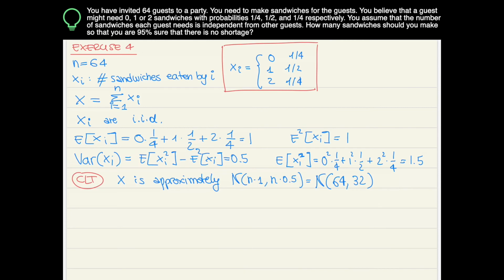Great. So let's look back at the question that was asked. How many sandwiches should you make so that you are 95% sure that there is no shortage? So basically, if I make Q sandwiches, then the probability that the sandwiches will be enough is equal to the probability that x is lower or equal to the number of sandwiches I make. Yes, Q is the number of sandwiches.